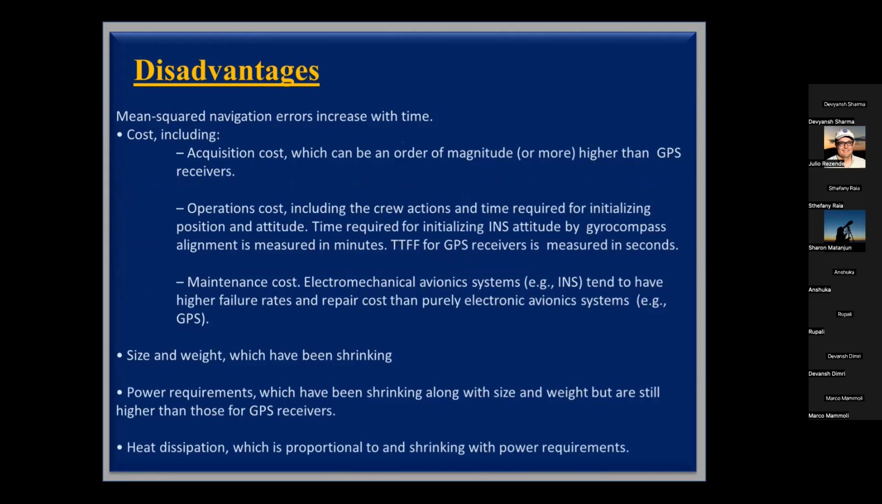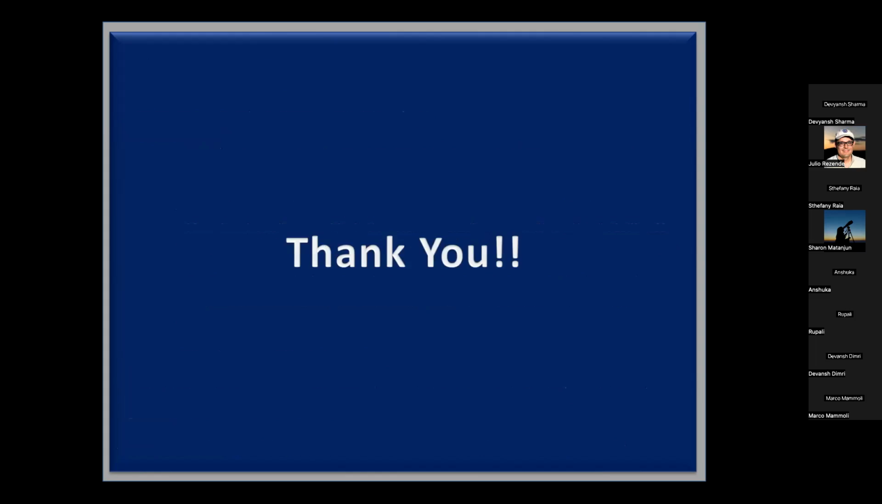The disadvantages include the cost. The acquisition, operational, and maintenance cost is very high, but the size and weight are shrinking, so we prefer to use it. Another disadvantage is the power requirement, which has been shrinking along with the size and weight, but is still higher than those of GPS receivers. And another is heat dissipation, which shrinks in proportion to the power requirement.